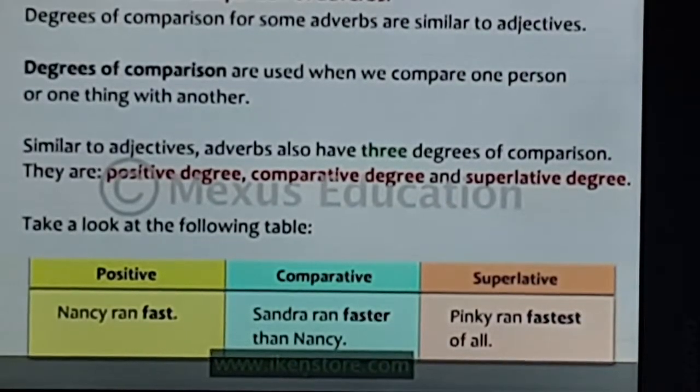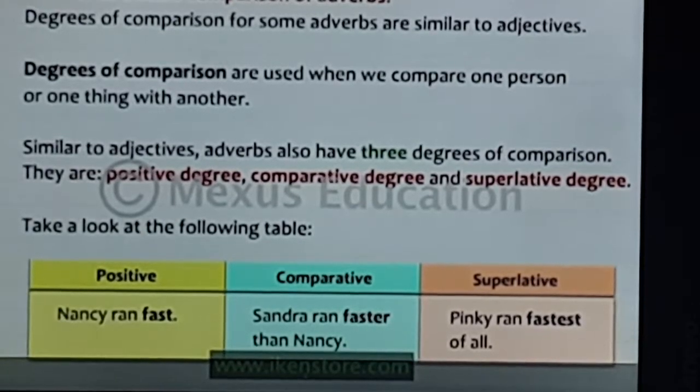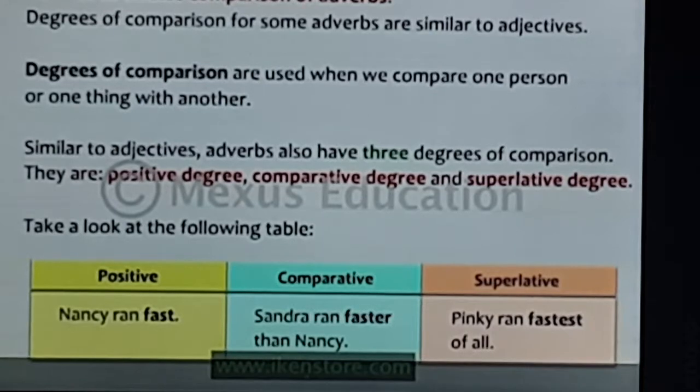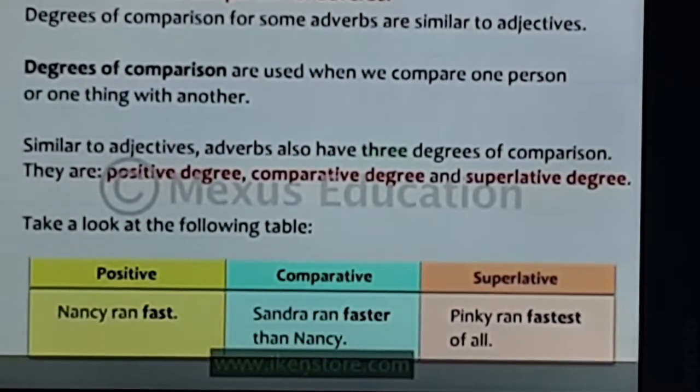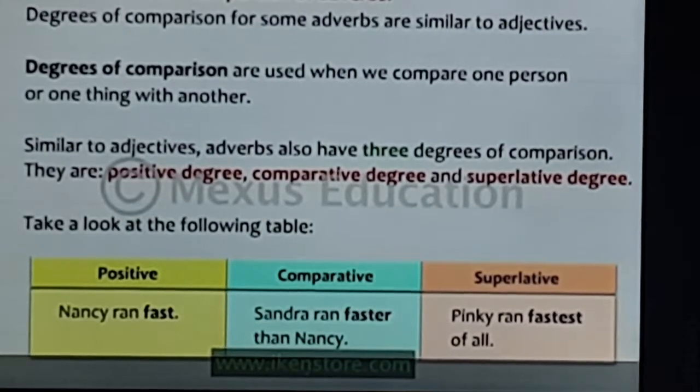Now let's go to comparison of adverbs. Degrees of comparison for adverbs are similar to adjectives. Degrees of comparison are used when we compare one person or one thing with another. And here we are comparing the action of one person, how the person or noun is doing the action, because they tell us about the adverbs. Similar to adjectives, adverbs also have three degrees of comparison. They are positive degree, comparative degree, and superlative degree.